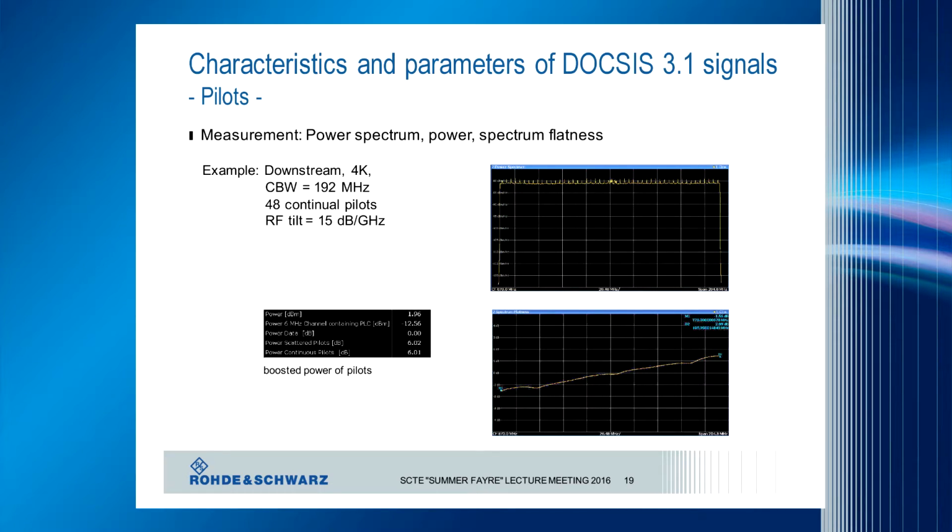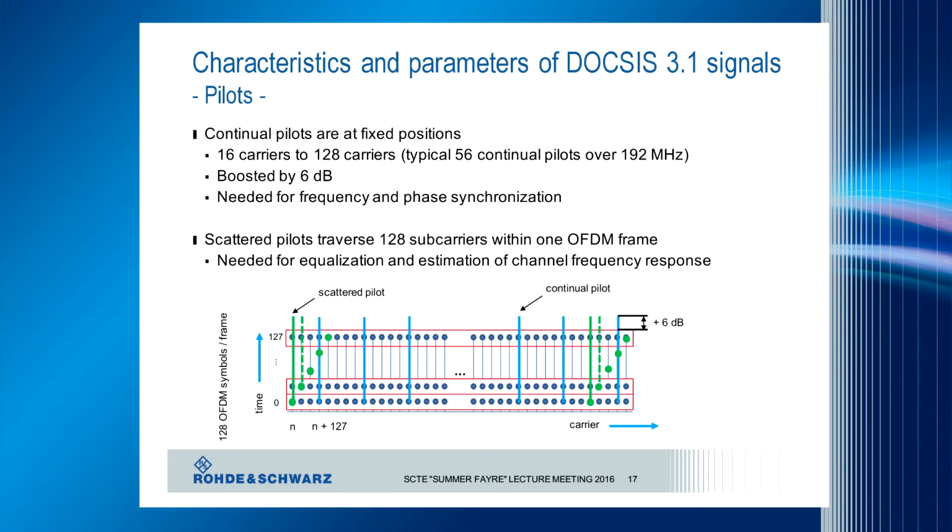Then, before, you have seen nice peaks in the MER over frequency measurement. And where do the peaks come from? The peaks come from the pilots. We heard it before, but I missed some information. Here you can see that the pilots are modulated with a higher power, 6 dB higher than the rest of the carriers.